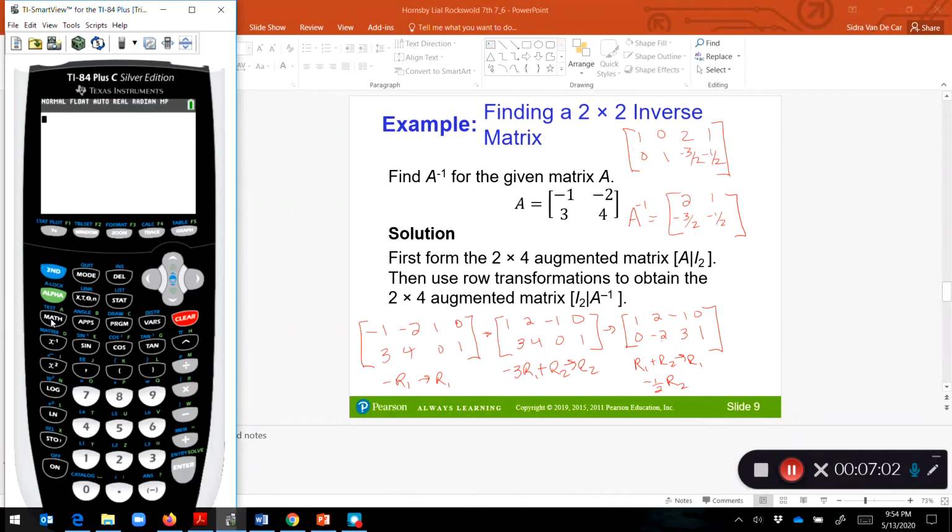So I can take here and go into the matrix key. Let's edit matrix A to be a 2 by 2, and we're going to fill in negative 1, negative 2, 3, 4, which is our original matrix here. So let's quit out of there. And then we're going to go back into the matrix, pick up A that we just made, and put the inverse on it. Notice that this is exactly the same as this matrix.